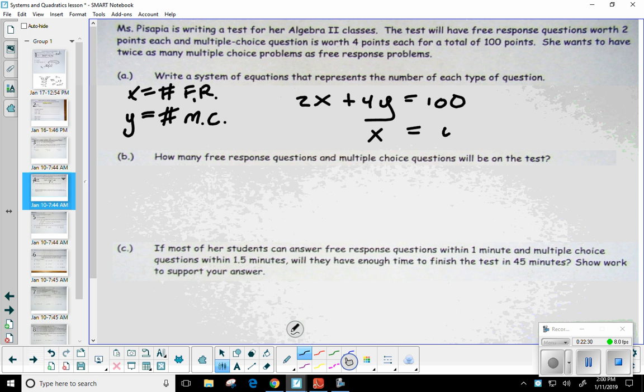I'm going to go ahead and set them equal to each other, right? So X is the free response, Y is the multiple choice. She wants to have twice as many multiple choice problems as she does free response. So whatever these numbers are, I want Y to be double this. Okay. So I could say 2X equals Y. What's another way I could do that? I could say X equals 1/2 Y.